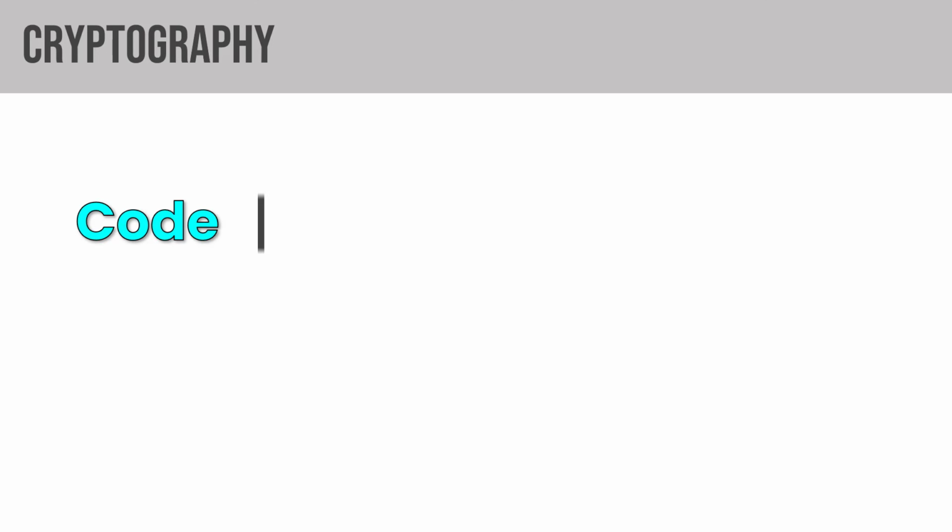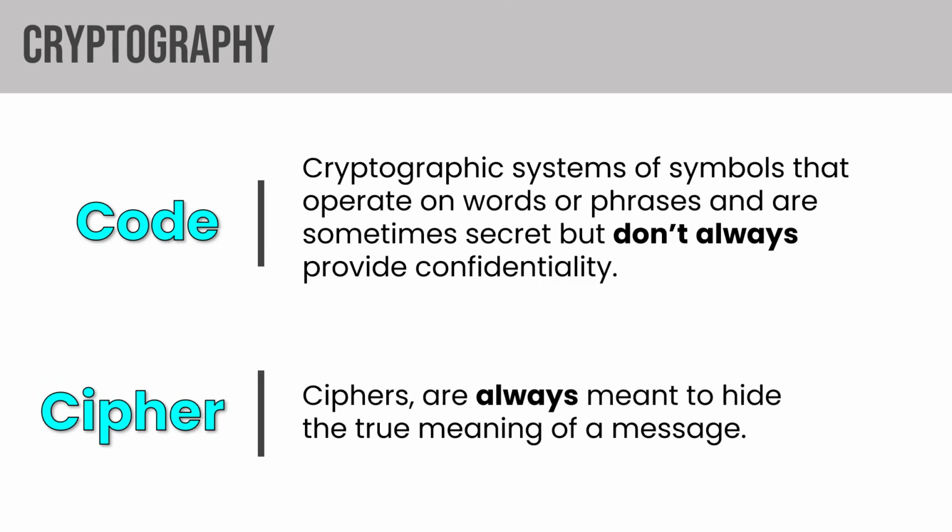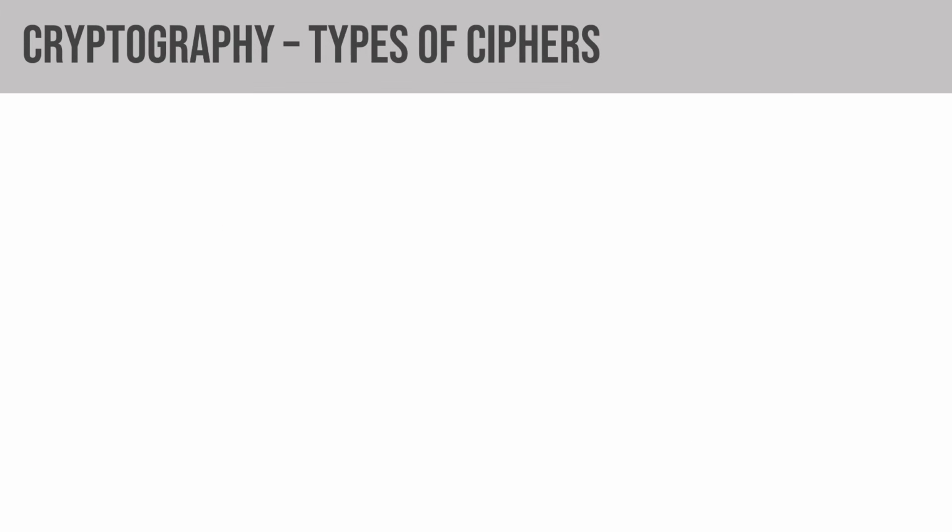So let's talk cryptography. So codes versus ciphers. Codes are systems of symbols that sometimes imply secrecy, but don't always have to be secret. Don't always provide confidentiality. Ciphers, on the other hand, are meant to hide the true meaning of a message. So codes are sometimes secret, but don't always provide confidentiality. Ciphers are always secret. Confidentiality is always going to be implied there.